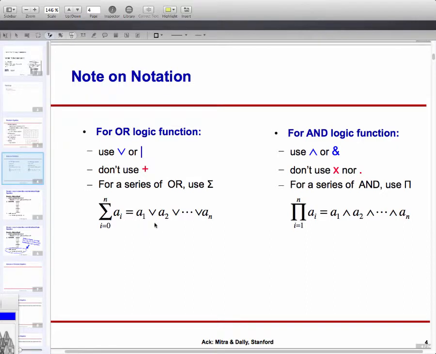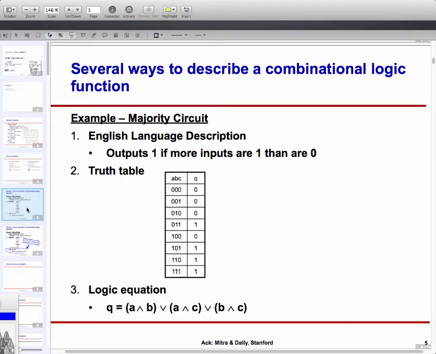If you want to OR a whole bunch of things together, you can use the sigma sign. And if you want to AND a whole bunch of things together, you can use the product sign, the pi sign. So these are again just notational things.